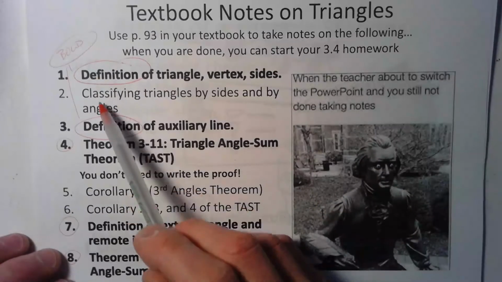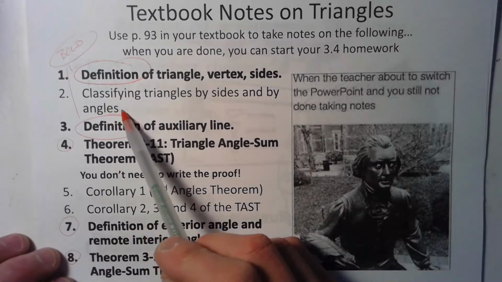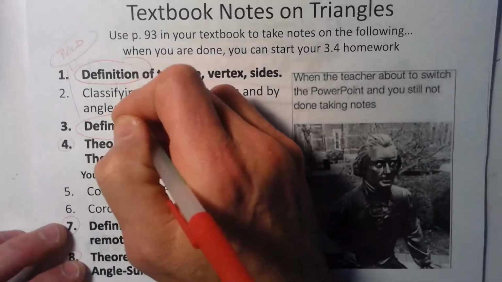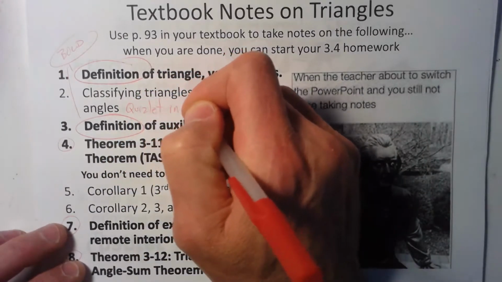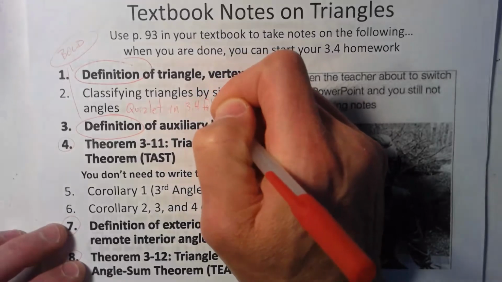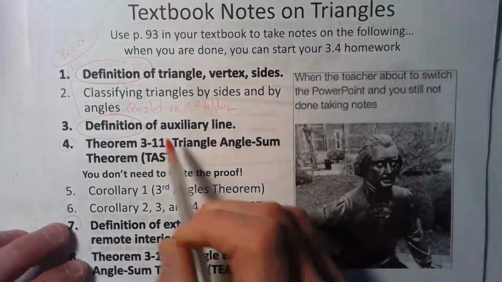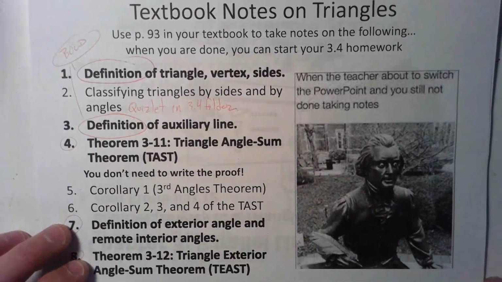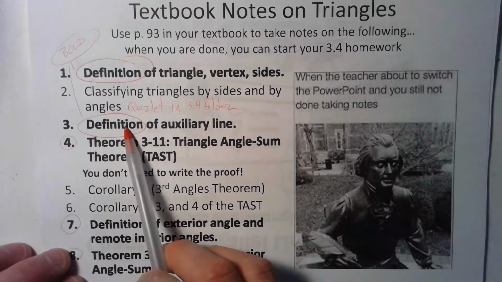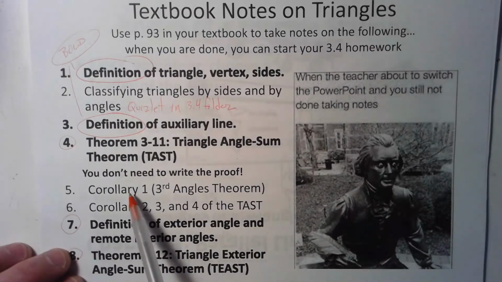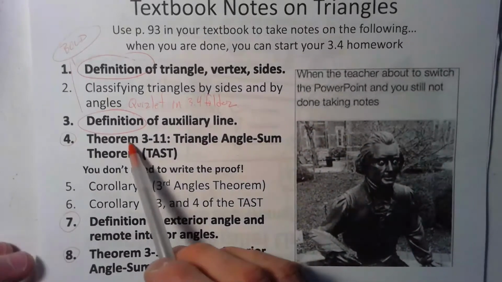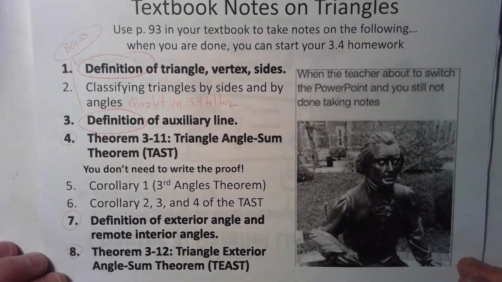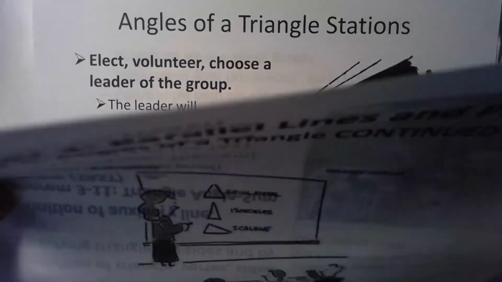So we've got one, classifying triangles by sides and angles. This one's going to be important. There is a Quizlet in the 3.4 folder. So if you want to check that out, you can use that to get some practice classifying triangles by sides and angles. Definition of auxiliary line, and then we'll talk about these in just a little bit. Okay, so make sure you have all of this down in your notes, and I want to talk about 4, 7, and 8 right now.